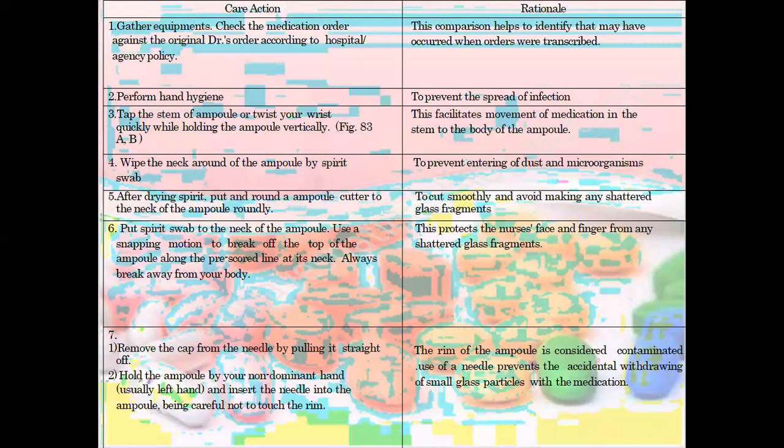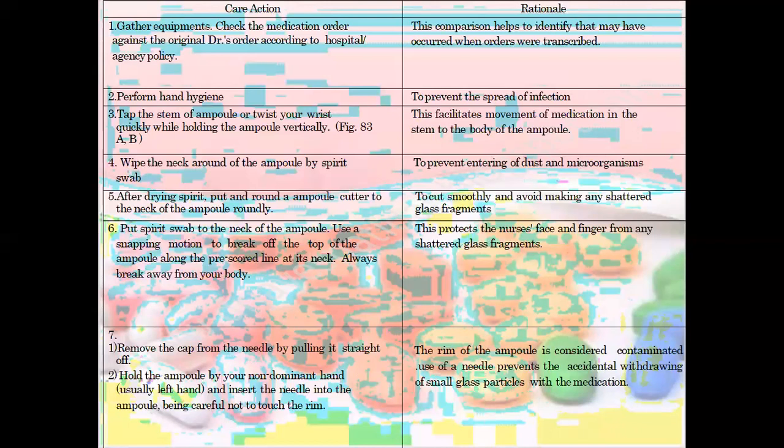ये क्यों करते हैं हम लोग? So that the fluid which is present in the stem, जो भी stem में present है वो कहाँ आ जाएगा? हमारे जो ampoule है उसके body में आ जाए, इसलिए हमको ampoule को twist करना है. Then wipe the neck around the ampoule with a spirit swab.